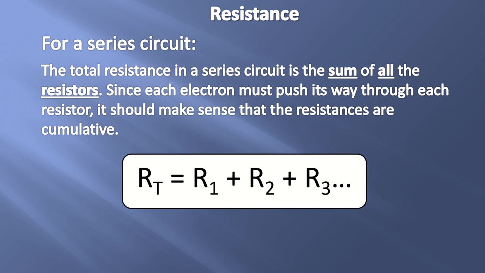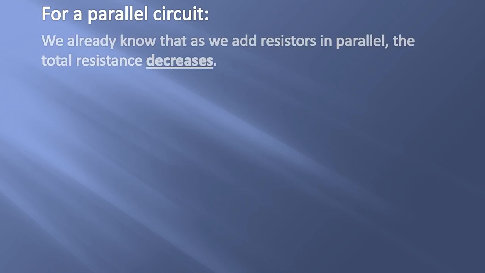So in this case, we have the R total equal to R1 plus R2 plus R3 and so on. So you can keep adding as many resistors as you want. Now for a parallel circuit, as you add resistors in parallel, the total resistance actually decreases. Now we haven't talked about this earlier, but that's the case. And what happens with parallel circuits is that you're actually adding the reciprocals of each of the resistors.